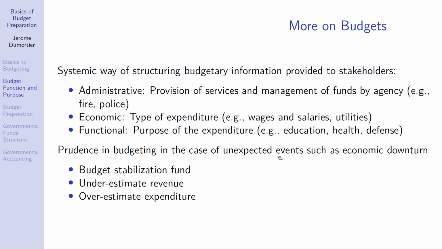Now, when a budget is put together, it also has to account for unexpected events such as an economic downturn. In order to take into account those unexpected events, there could be, for example, a budget stabilization fund, or the budget could underestimate revenues or overestimate expenditures.